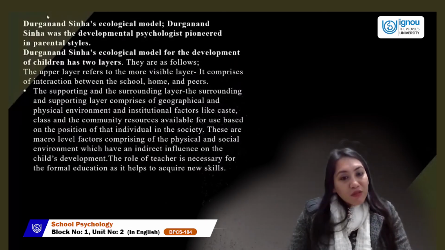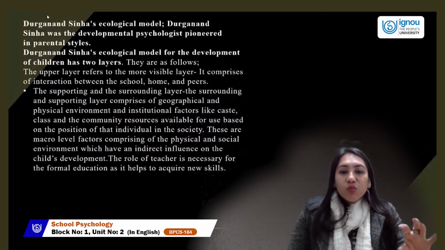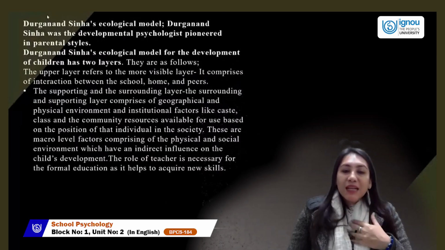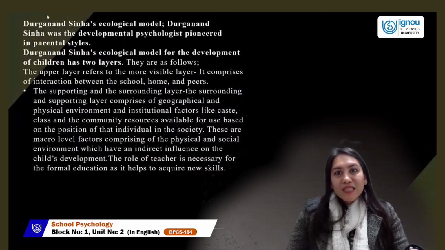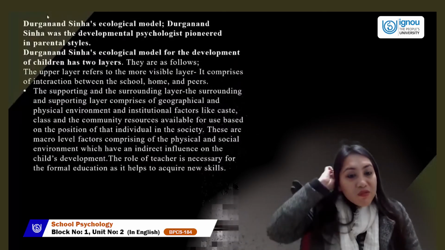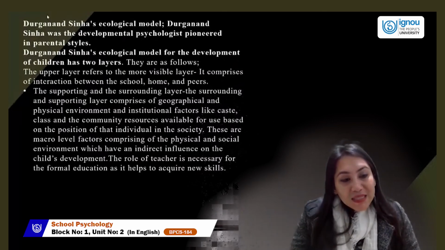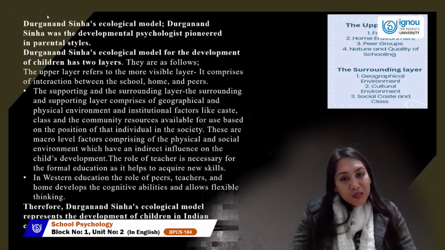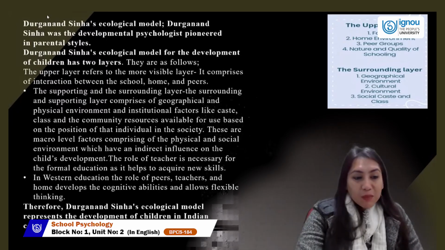Remember, these are micro level factors comprising both physical and social environment, which have direct, and mostly indirect, influences on the child's development. Like the role of the teacher is necessary for children to grasp the formalization of life, to acquire new skills, etc. Also, in Western education, the role of peers, teachers, and homes develops the cognitive abilities and allows flexible thinking. That's why teaching in the outside world is so different. Then that turns out to be the more visible upper layer.